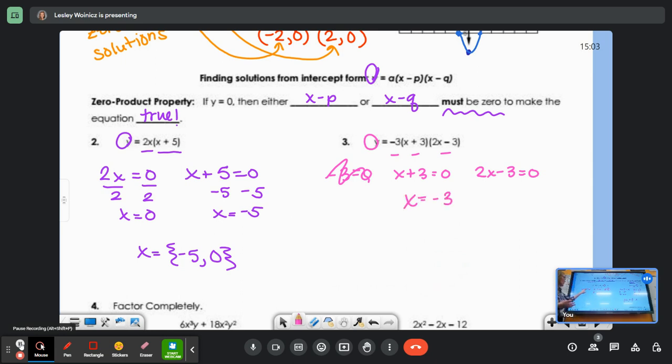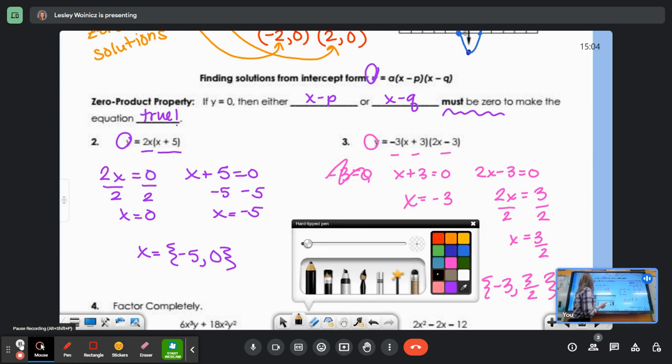And for this one, I can add 3 to both sides. So that gives me 2x equals positive 3. And then divide by 2. And I get x equals 3 halves. So my solutions are x equals negative 3 and 3 halves.